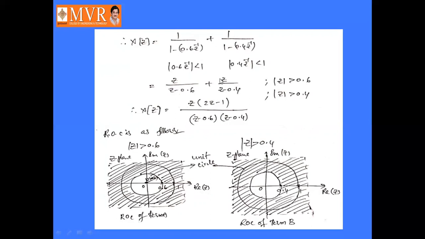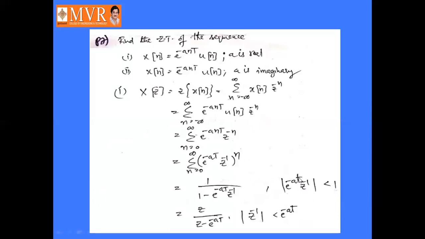This is the ROC. By taking the LCM, it will become z into 2z minus 1 by z minus 0.6 into z minus 0.4. So for this one, we have to draw the ROC. For the first one, mod z is greater than 0.6. So this is the unity circle and this is 0.6, and beyond 0.6 we have the ROC. Similarly, beyond 0.4 we have the ROC. That is about that problem.